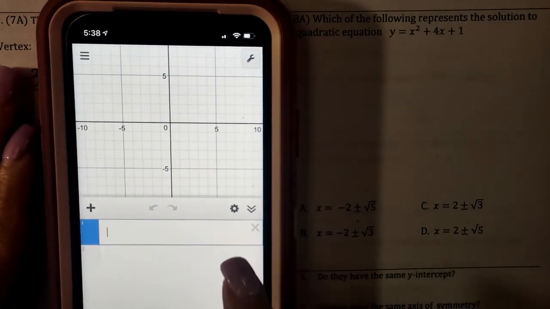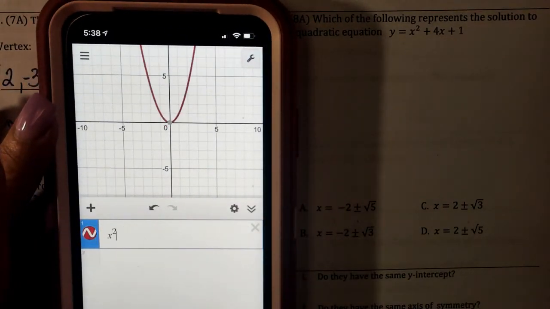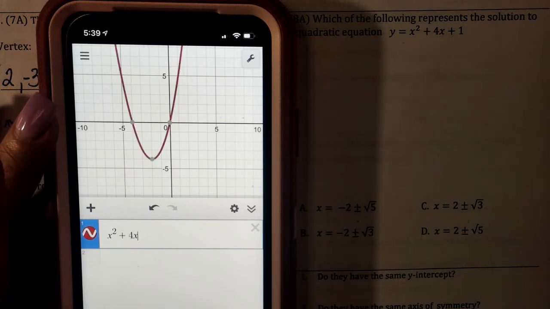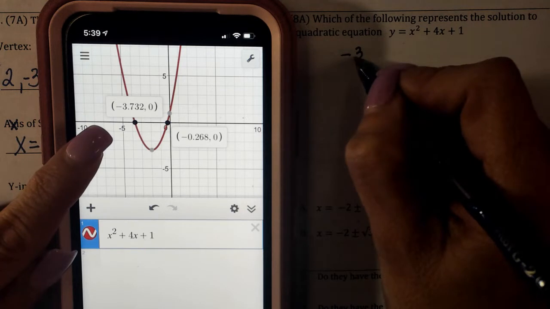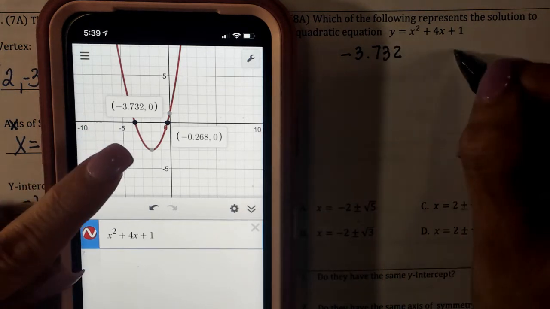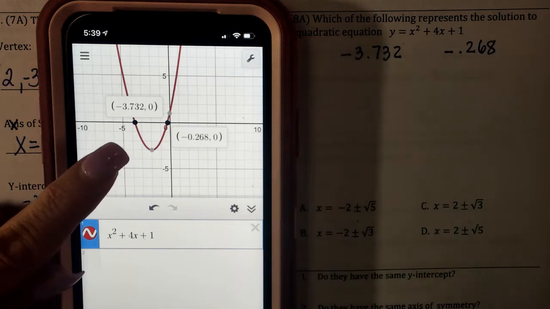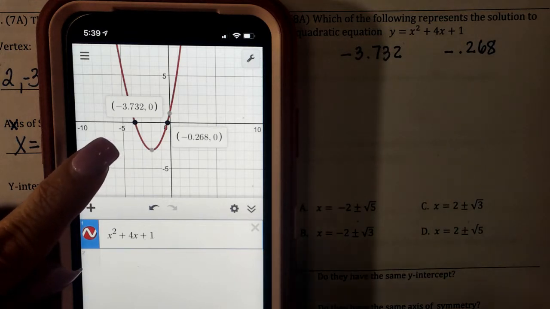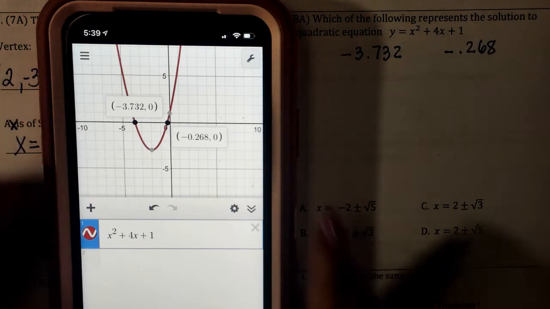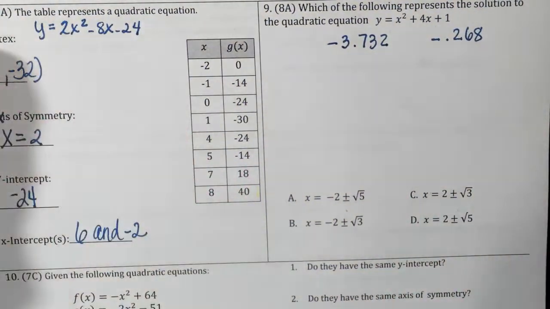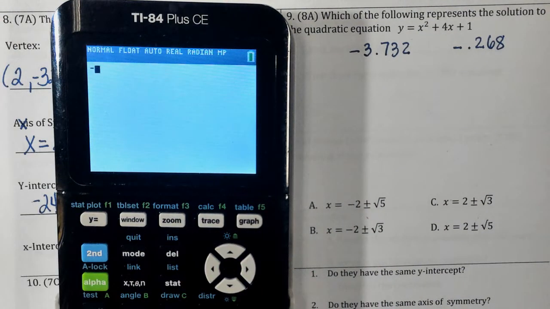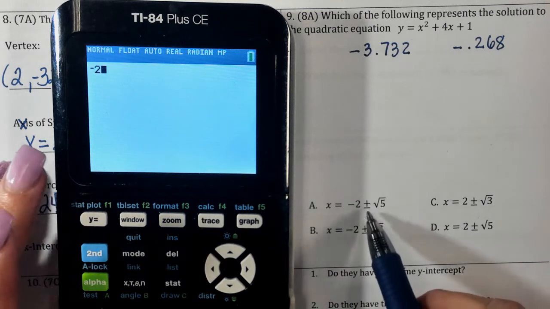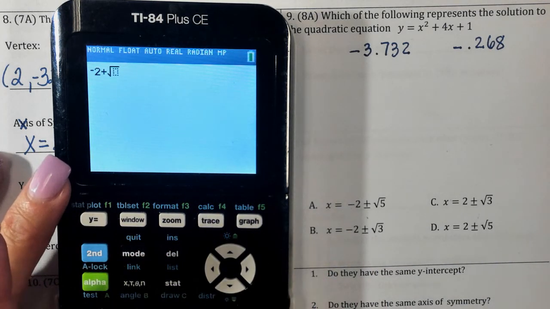Yep. So I'm going to do x squared plus 4x, and then plus 1. All right, so I'm going to touch on my zeros, and I can see they are at negative 3.732 and negative 0.268. Okay, so I just need to figure out which one of those matches that. So here's what I'm going to do. Now, I could have used my quadratic equation, but since this is multiple choice, I think I'm going to not do that. So I'm going to do negative 2, and I'm going to do plus second square root of 5.